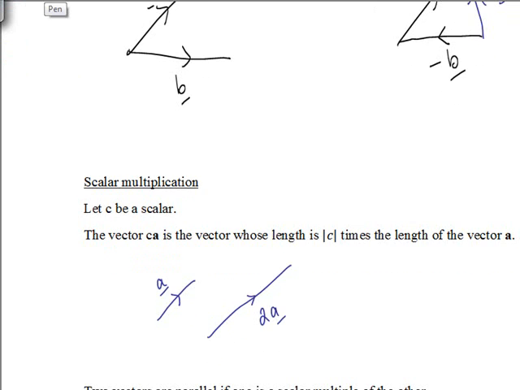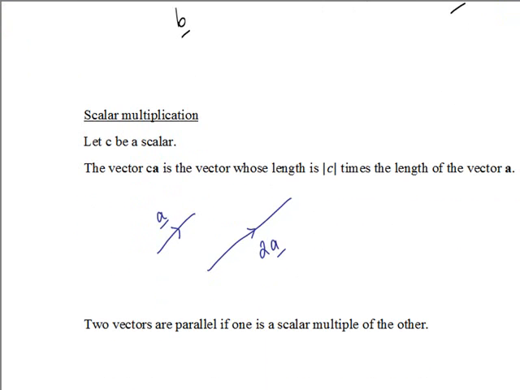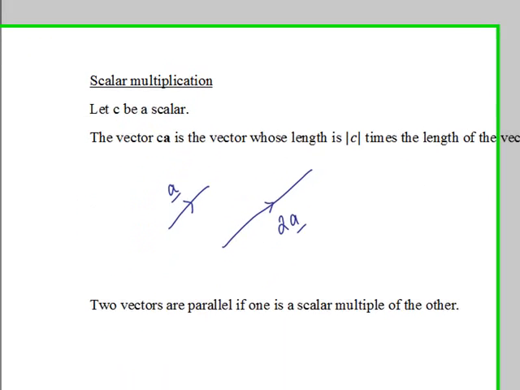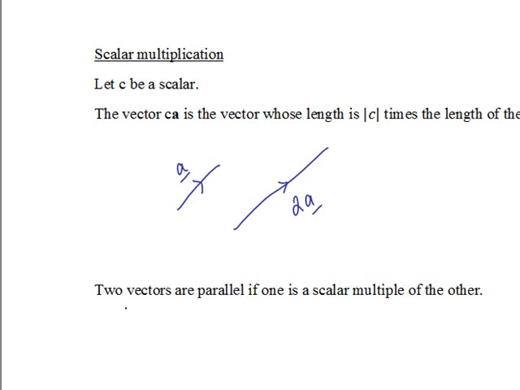Two vectors, now this is a very important point because this is going to come up again and again. Two vectors are parallel if one is a scalar multiple of the other. So for example, the vector A is parallel to the vector 2A. Vector A is parallel to the vector negative 5A, as long as one is a scalar multiple of the other. And we will look at that in detail later.